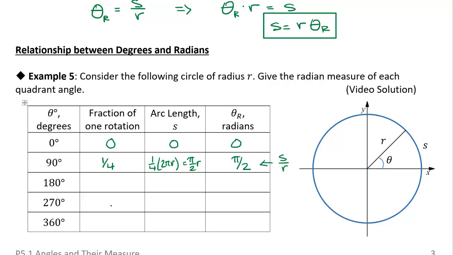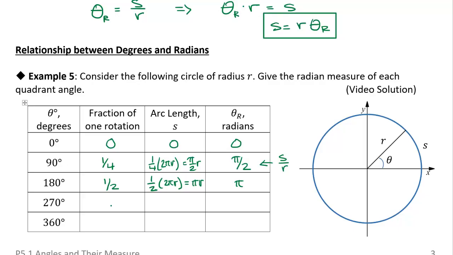All right, 180 degrees, now we're half of the way around the circle. If we take 1/2 of 2 pi r, remember we got pi times r. And again, if we just take the arc length divided by the radius, pi times r divided by r, we're just going to get pi. So 180 degrees is pi radians.